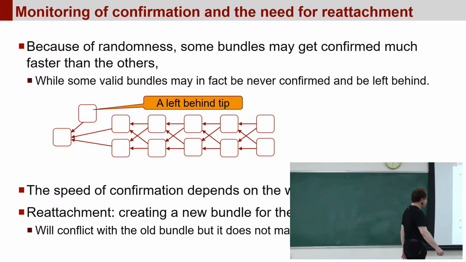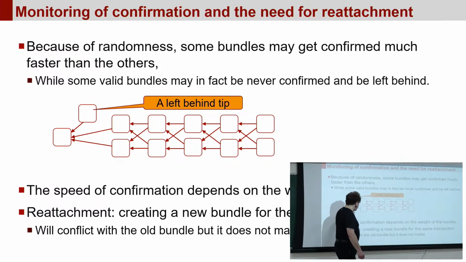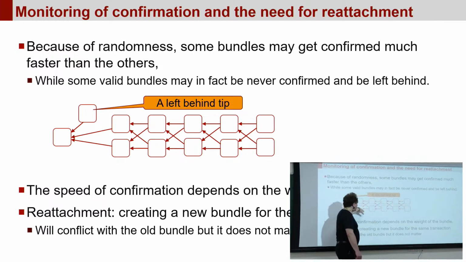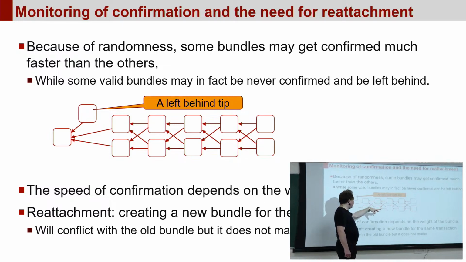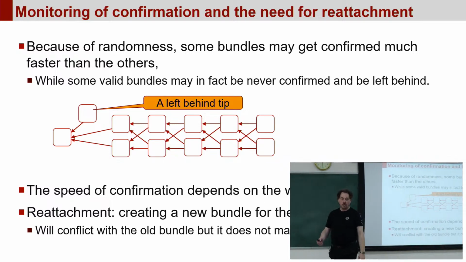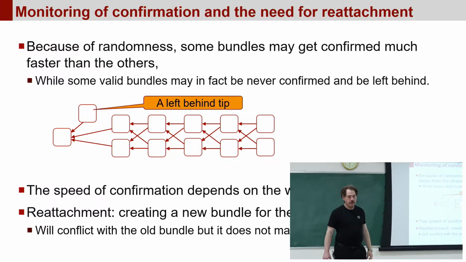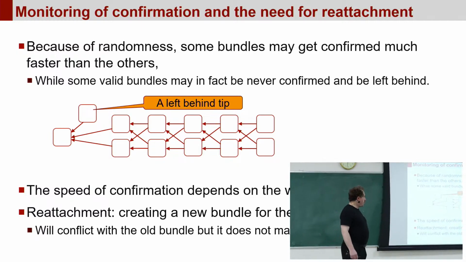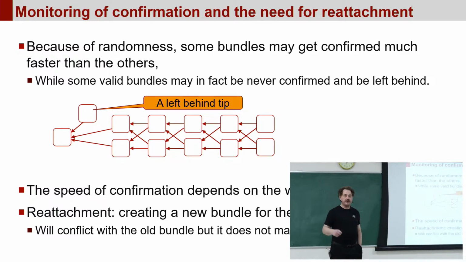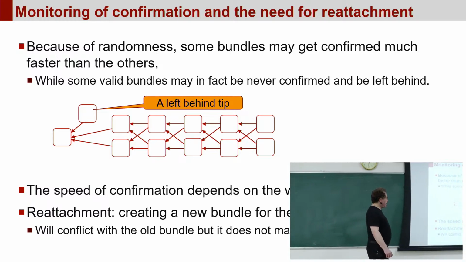So this is an example. This is a tip which is left behind, because you see here all the vertices reference each other, right? So it's like a cluster. But this tip was left behind. Maybe because it has too low of a weight compared to the other tips. That could be one reason. Maybe someone wanted to starve that particular tip. So there could be different reasons. But anyway, it's left behind.